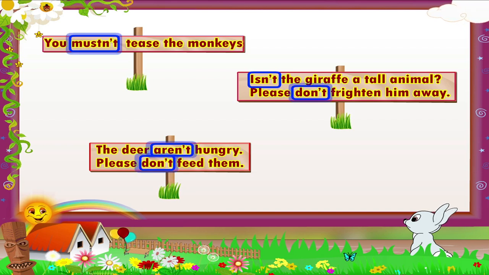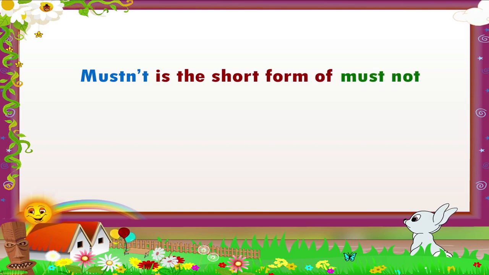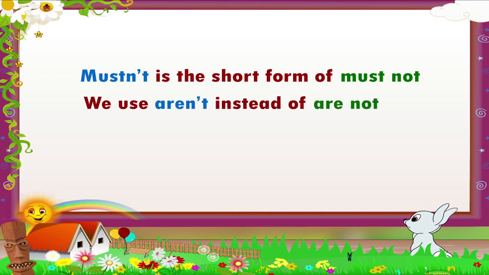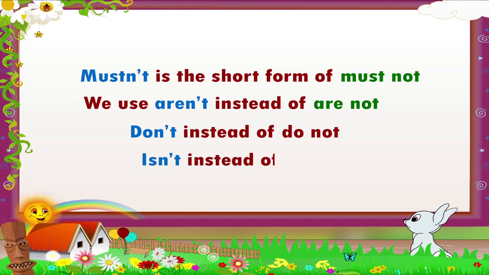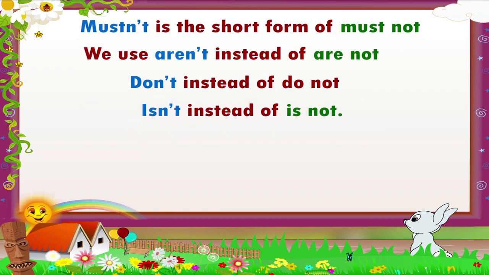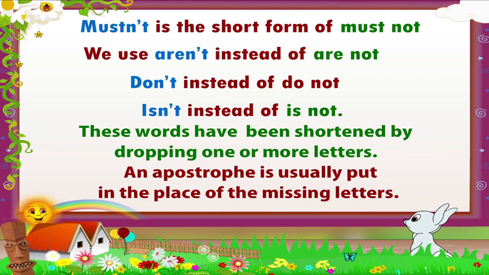Mustn't, don't, aren't, isn't are the short forms of some words. Mustn't is the short form of must not. We use aren't instead of are not. Don't instead of do not. And isn't instead of is not. These words have been shortened by dropping one or more letters. When we write these short forms, an apostrophe is usually put in the place of the missing letters.